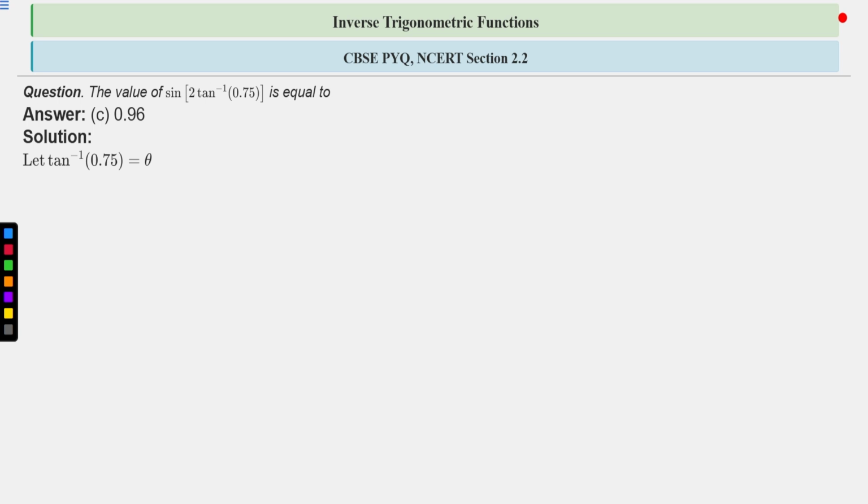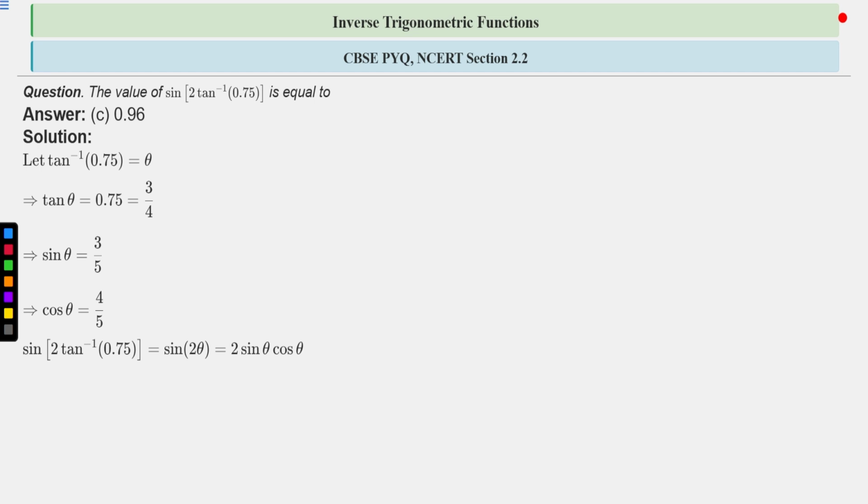So you can assume tan inverse 0.75 as theta, right? Tan inverse 0.75 is equal to theta. Therefore, tan theta will be equal to 0.75 and it will be equal to 3 by 4, right? So sin theta will be equal to 3 by 5, right? If tan theta is 3 by 4, then sin theta will be equal to 3 by 5. Therefore, cos theta will be equal to 4 by 5. If sin theta is 3 by 5, then cos theta will be equal to 4 by 5.